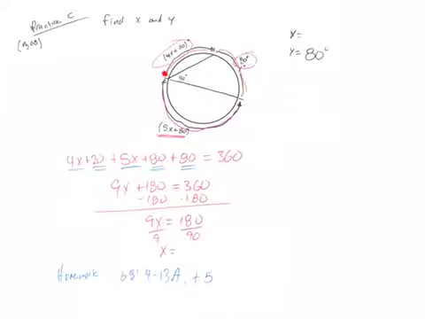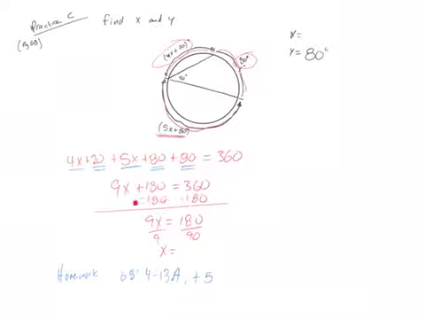And we know that all 3 of these red angles that I have drawn would add up to 360 because it goes all the way around a circle. So let's do exactly that: 4x plus 20 plus 5x plus 80 plus 80 will equal 360. Start combining like terms. 4x plus 5x gives me 9x. 20 plus 80 plus 80 gives me 180, so that equals 360.